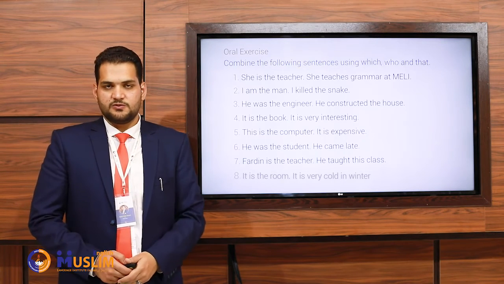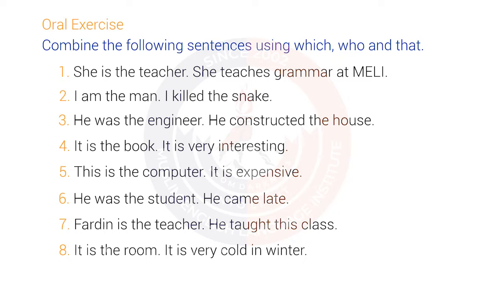Let me share the answers with you. Number 2. I'm the man, I killed the snake. I am the man who killed the snake. You can also say, I'm the man that killed the snake, but that's informal. Number 3. He was the engineer, he constructed the house. He was the engineer who constructed the house.